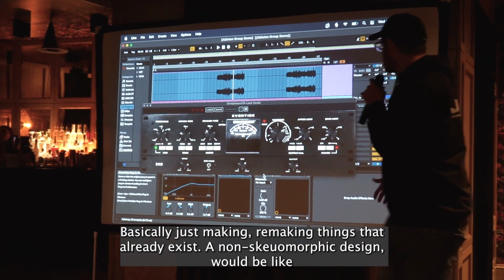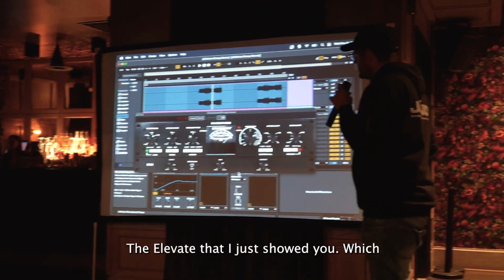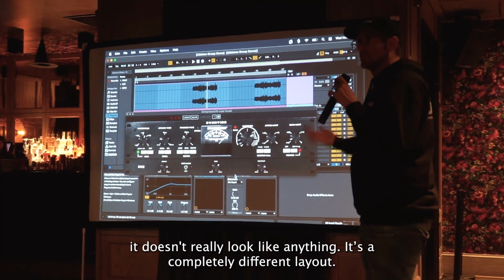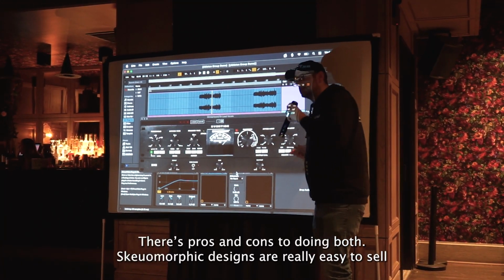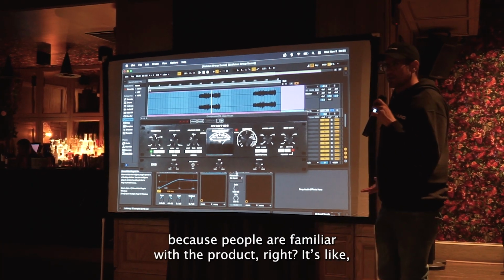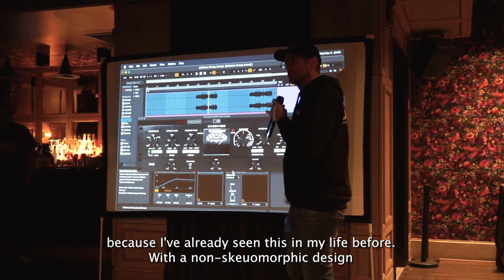A non-skeuomorphic design would be like the elevator that I just showed you, which doesn't really look like anything. It's something completely different UI. There's pros and cons to doing both. Skeuomorphic designs are really easy to sell because people are familiar with the product, right? It's like, oh, I know what that knob does. It does this thing, because I've already seen this in my life before.